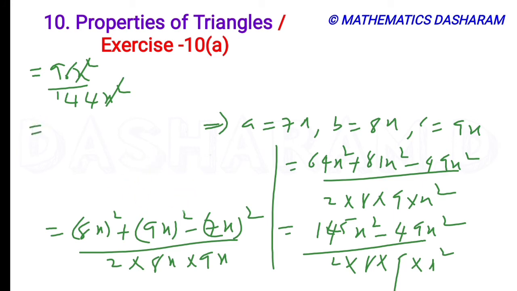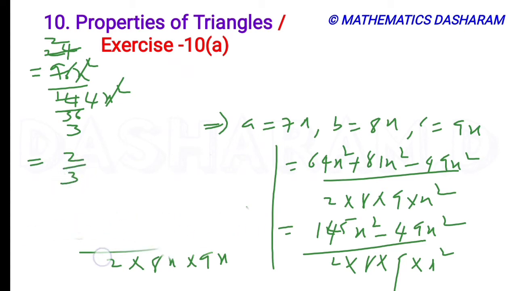And here 96, 4 2s are 8, 4 4s are 16, 4 3s are 12, 4 6s are 24, 12 2s are 24, 12 3s are 36. So the answer is 2 by 3. So the cos A value is 2 by 3.